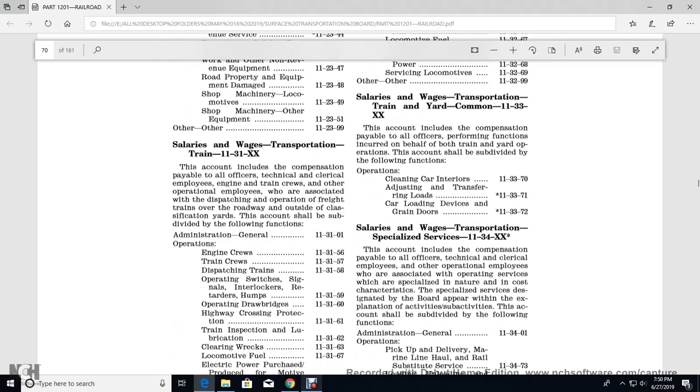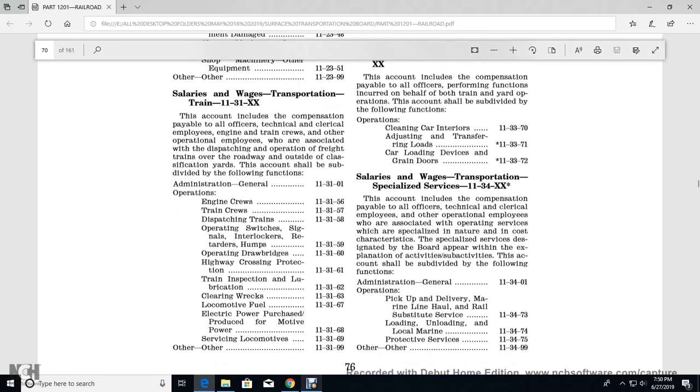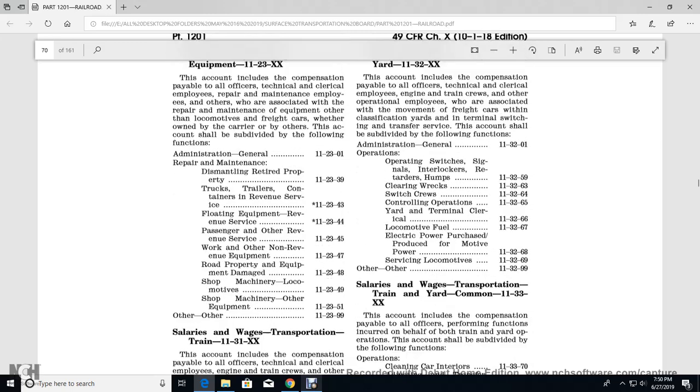Salary, wages, transportation, train 1131 XX. The account includes the compensation payable to the officers, technical, clerical, and managing the train crews, and other operational employees associated with the dispatching and operating of the freight train roadway outside of the classification yard. The account shall be subdivided by the following functions: administrative, general, operation, engine crew, train crew, the dispatching crew, operating, switching, signal, interlocking, retarder, hump, operating drawbridge, highway crossing protection, train inspection, lubrication, clearing wrecks, wrecking, locomotive fuel, electrical power, purchase of power, motive power, servicing locomotives, and other.